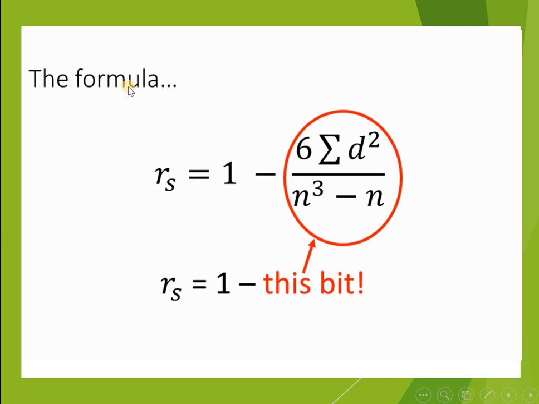And the formula which we are going to use is RS equals 1 minus 6 multiplied by the sum of d squared, over n power 3 minus n. So Spearman's rank correlation coefficient is 1 minus this bit. For d, we need d squared, d from difference. And n power 3 minus n, and I said before n means the number of values.